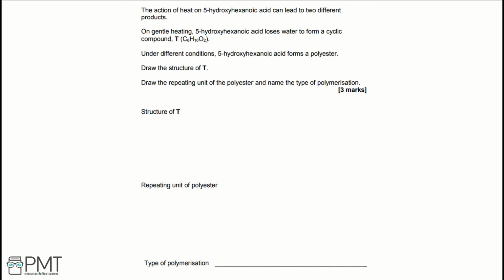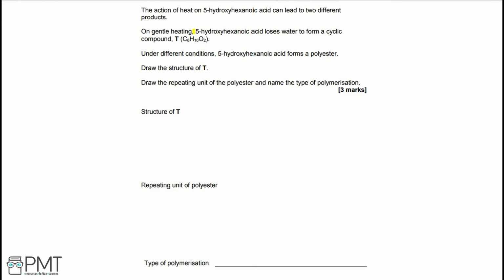The action of heat on 5-hydroxyhexanoic acid can lead to 2 different products. On gentle heating, 5-hydroxyhexanoic acid loses water to form a cyclic compound T, C6H10O2. Under different conditions, 5-hydroxyhexanoic acid forms a polyester. Draw the structure of T, draw the repeating unit of the polyester, and name the type of polymerization.